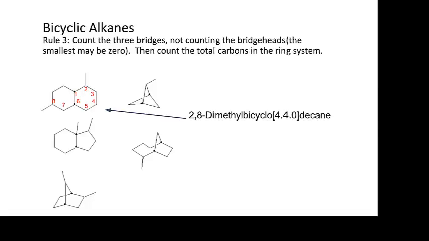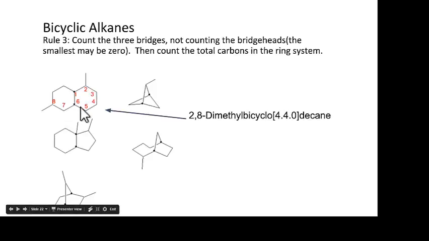First of all, you have to go around the longest bridge. In this case, this is a 4-carbon bridge, and this is a 4-carbon bridge, so that doesn't help us. And then you have to use whichever one will get you to the first branch point as soon as possible. So if we start that as number 1, and we go this way, we'll get to the first branch point at carbon number 2.